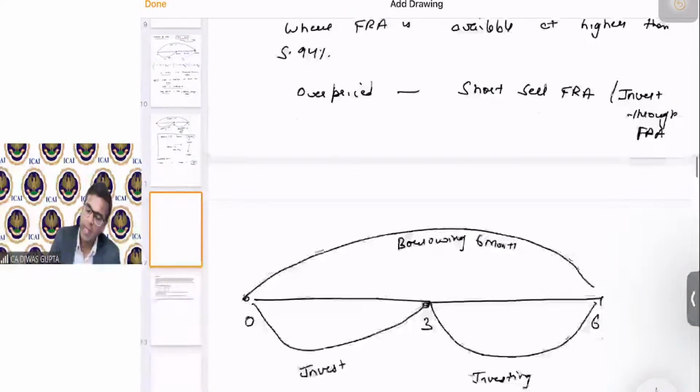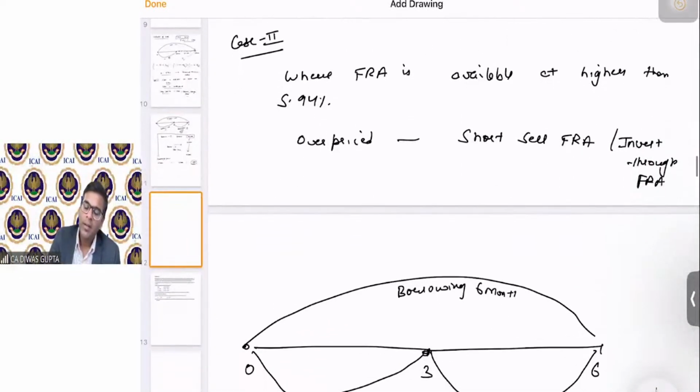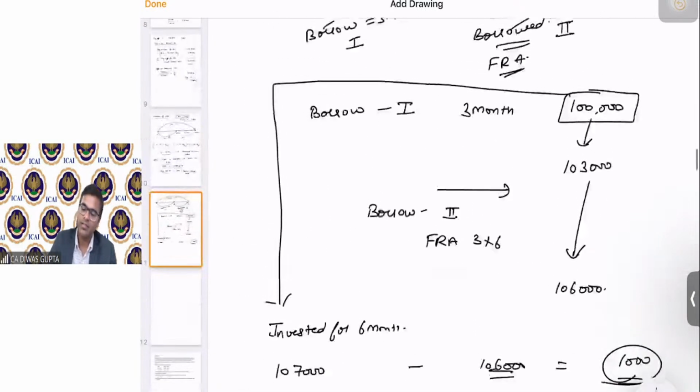Okay, students. I hope this strategy is clear. Case 1 and case 2 are clear, students. We have to just keep a very simple thing in mind. If there is a FRA for which we have calculated the theoretical minimum price, if the actual value is higher, that means we can short sell that FRA and devise our strategy on case 2 basis. If the value of that FRA is lesser than 5.94, then we can devise our strategy on case 1 basis.